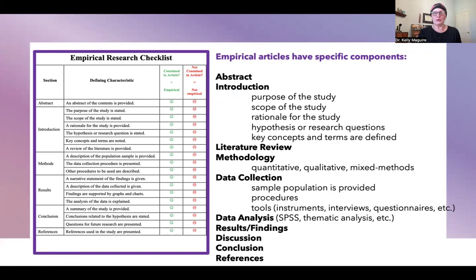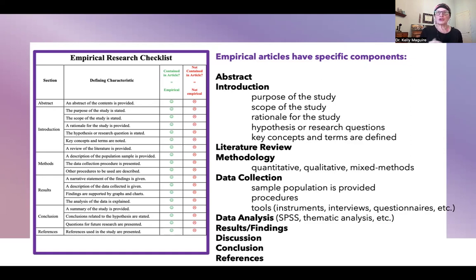So some of those components are this. There's probably an abstract. There's going to be an introduction. And in that introduction, as you're reading or skimming that article, you'll notice that there's the purpose of the study or the scope of the study. Maybe there's rationale for the study. You will definitely see either a hypothesis or research questions based on whether it's a quantitative or a qualitative study. And there could even be a section where they define key concepts and terms, and give definitions.